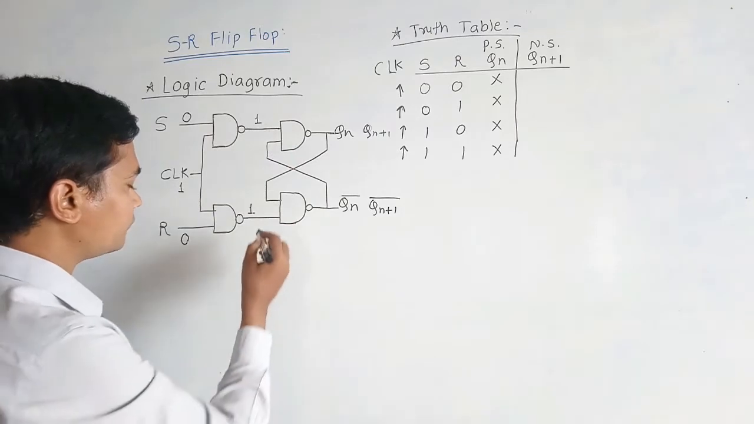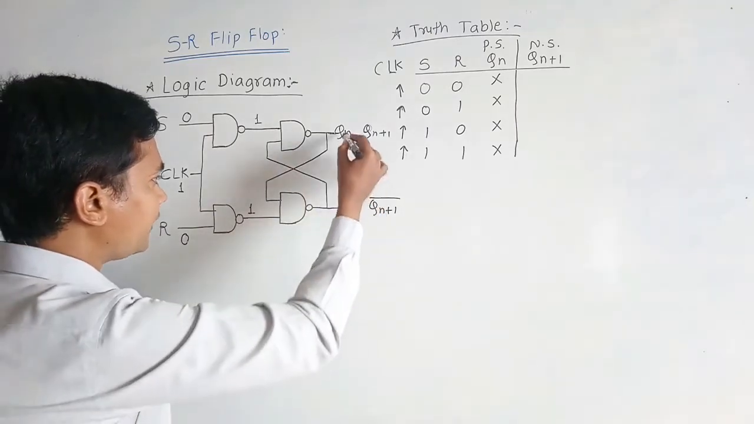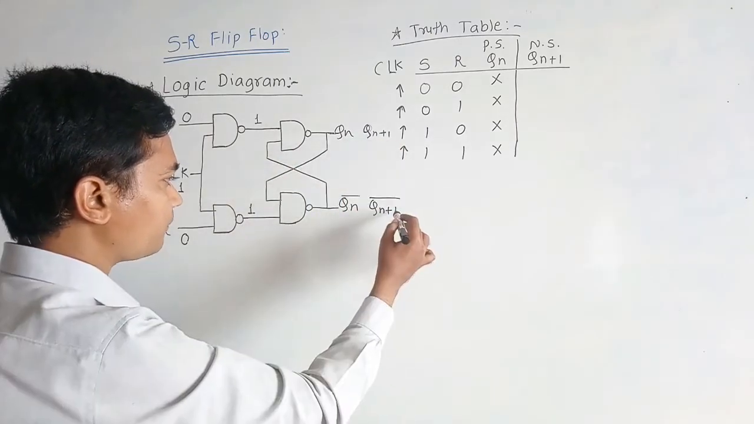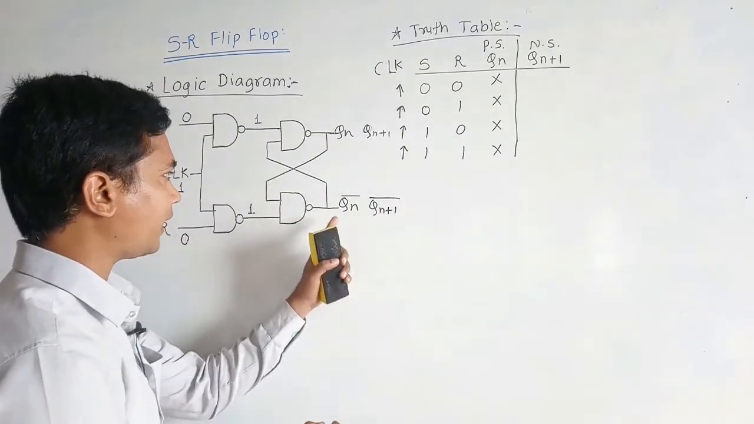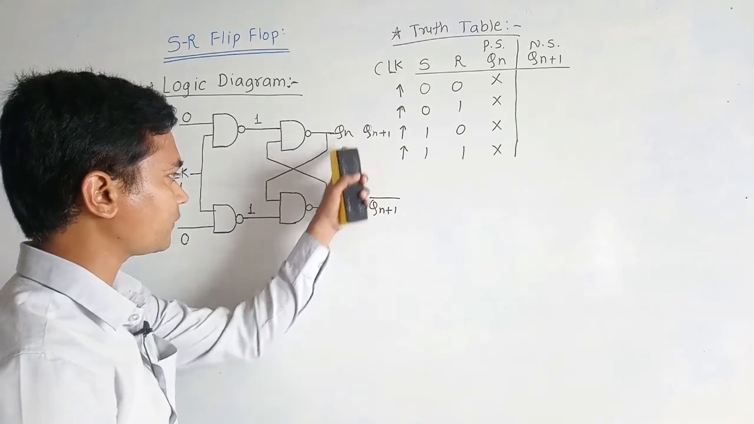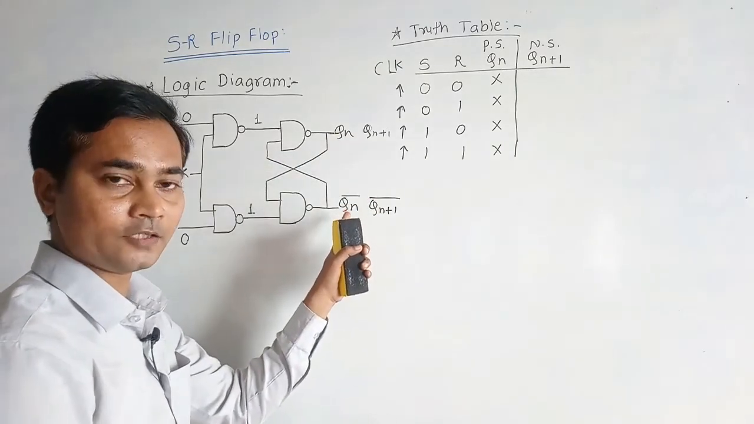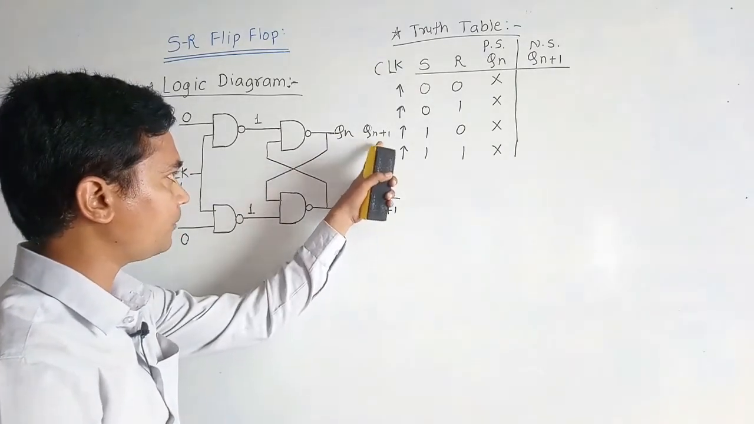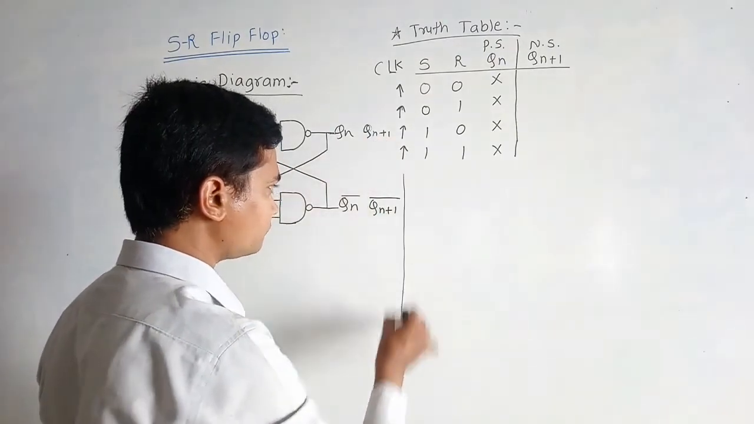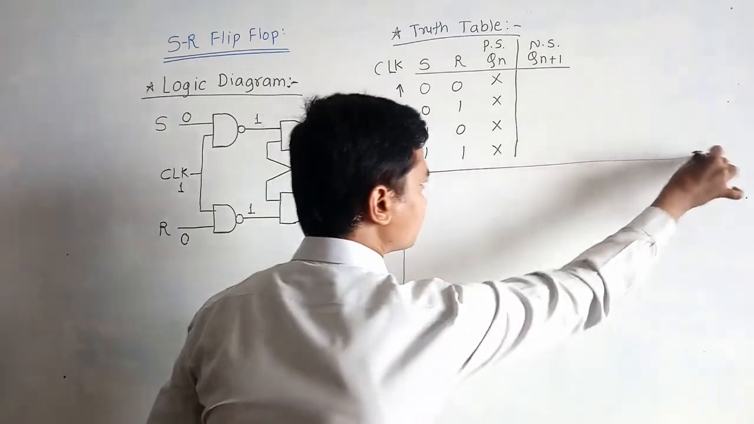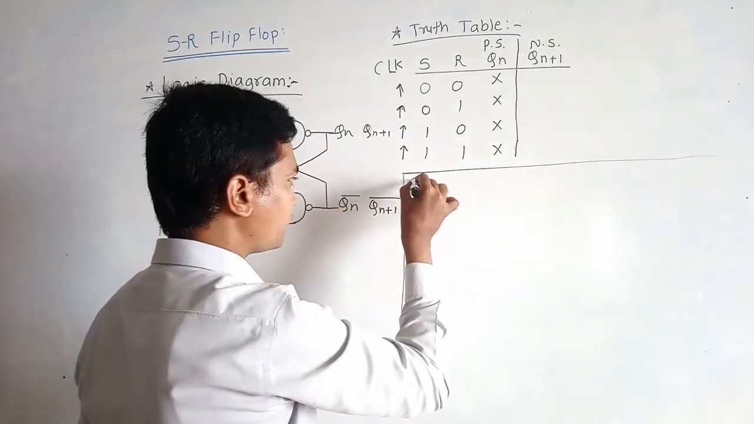Now what will be Qn plus 1 and Qn plus 1 whole bar? We don't actually know the present state of Qn and Qn bar, so we will obtain it using some equations. So Qn plus 1 is what? Qn plus 1, first combination.